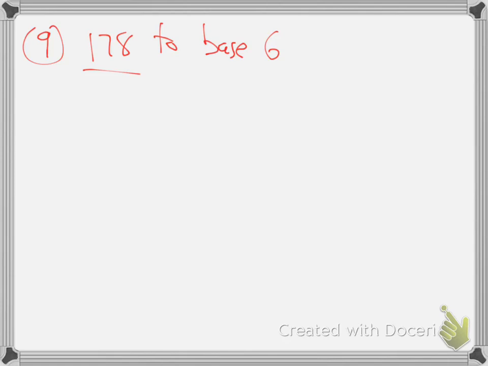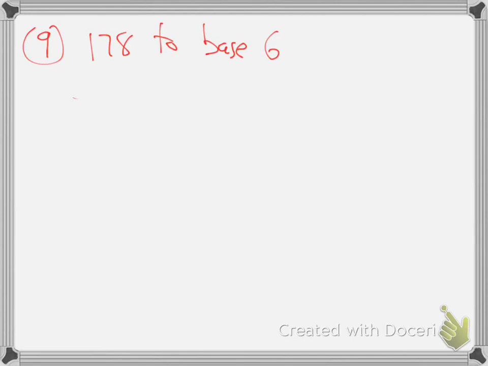I'm not going to write 1, 6, 36 under here, because those are normal numbers. That's the ones place, tens place, and hundreds place, which you know. So that's a normal number, not a base 6 number. I want to change it into a base 6 number. So how are we going to do that?